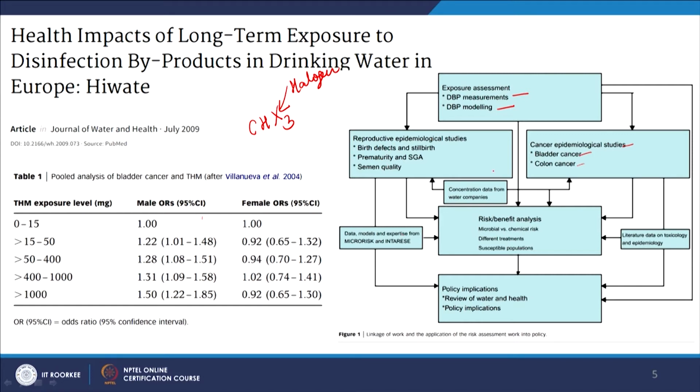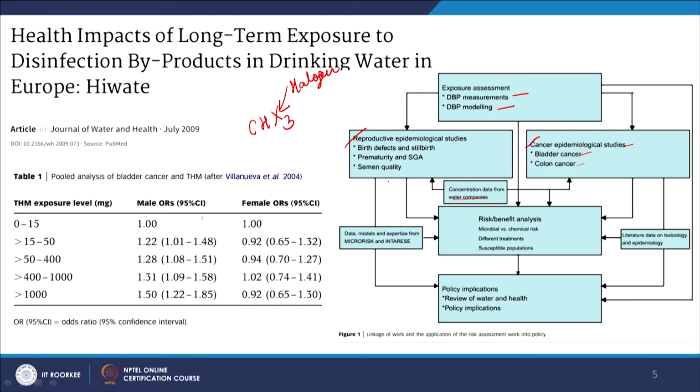We can also gather data from the water companies around the world that supply water. What is the amount of NOM, natural organic matter, in your water? How much chlorination are you adding, or what kind of disinfectant are you adding? How many DBPs are people being exposed to at the consumer end? All this information we can link with cancer epidemiological studies and reproductive epidemiological studies.